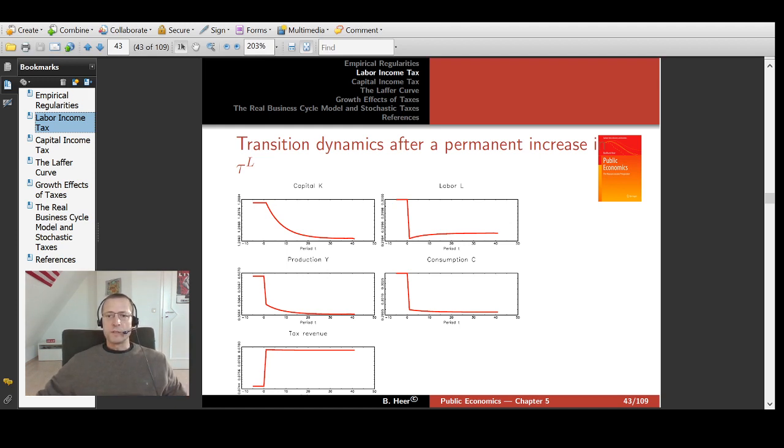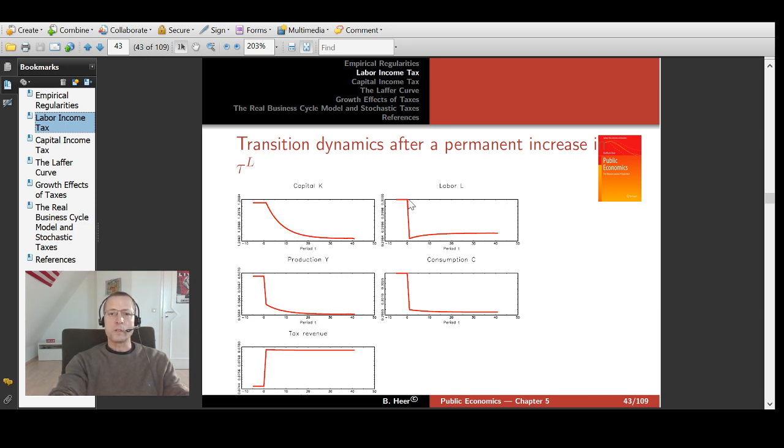In the figure presented on slide 43, we see the transition dynamics of the capital stock K, labor L, production Y, consumption C, and tax revenue tau W L, which are equal to government consumption. We start in the old steady state, then there's an unexpected increase in the labor income tax rate tau L, and the capital stock gradually converges to its new steady state value. We assume in period 41 the transition is over and we are in the new steady state, so period 40 is the last period of transition.